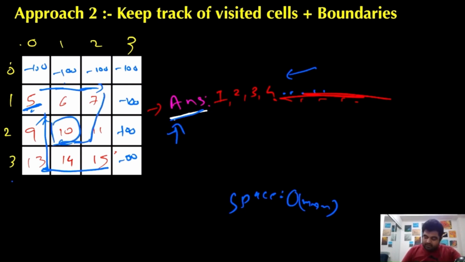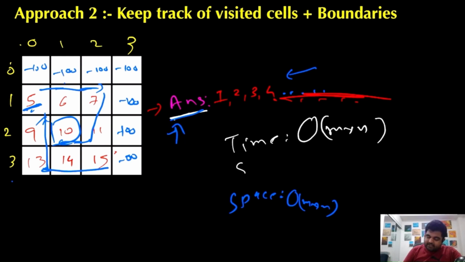So if we see the time and space complexity, in this case the time complexity is also going to be big O of m cross n, and the space complexity is actually going to be big O of 1, constant space complexity.